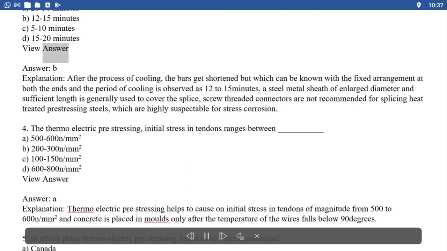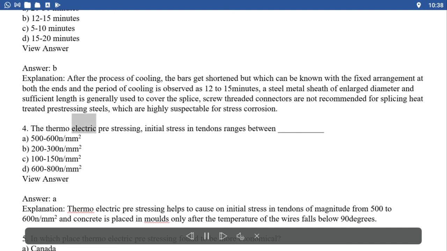Answer: B. Explanation. After the process of cooling, the bars get shortened, but which can be known with a fixed arrangement at both the ends, and the period of cooling is observed as 12 to 15 minutes. A steel metal sheath of enlarged diameter and sufficient length is generally used to cover the splice. Screw-threaded connectors are not recommended for splicing heat-treated pre-stressing steels, which are highly susceptible to stress corrosion.